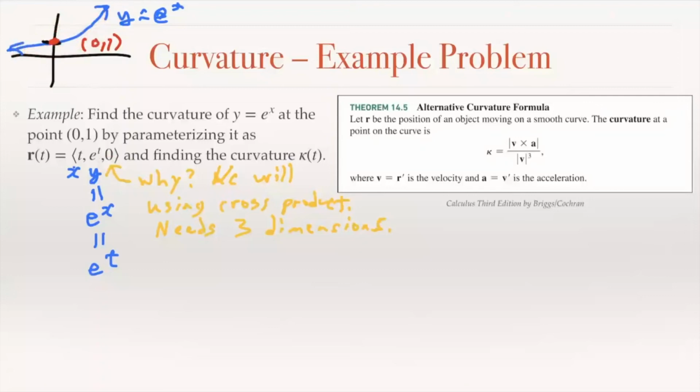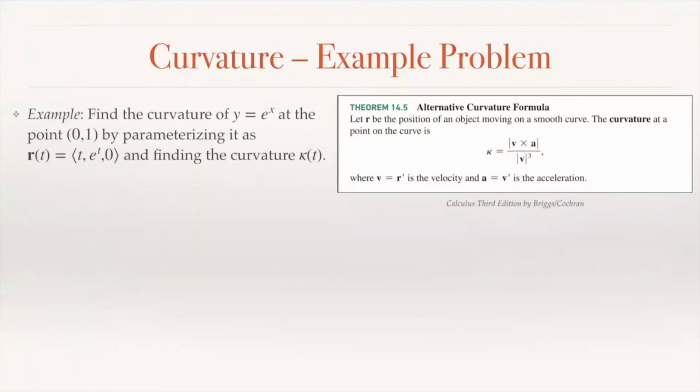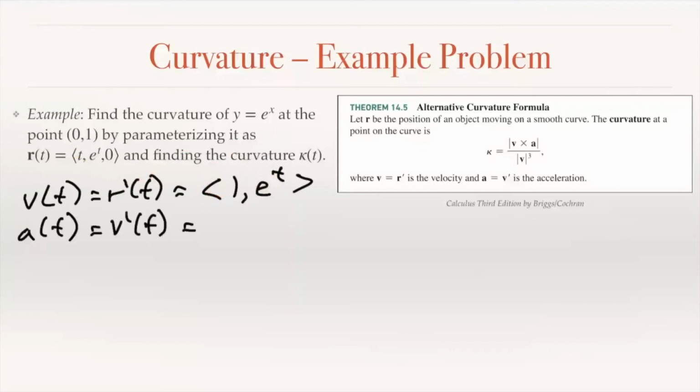That's all that's saying. Okay, so we do not want to use the original formula, because then when we differentiate, we would have a 1 and e to the t in the denominator. So this formula has components of v and a. Let's find v and a. Okay, so v, that's r prime, is (1, e to the t, 0). Derivative of t is 1, derivative of e to the t is itself, and a of t is (0, e to the t, 0).